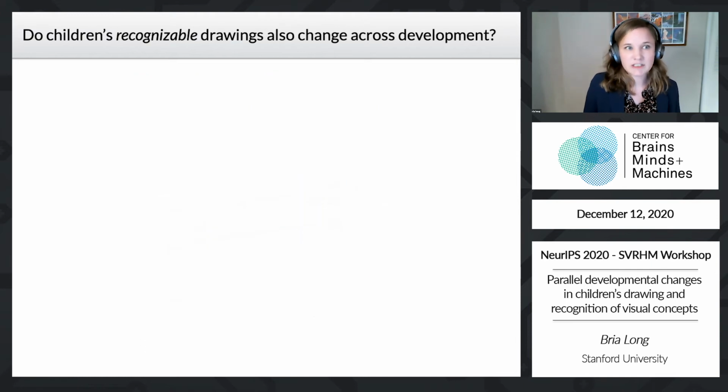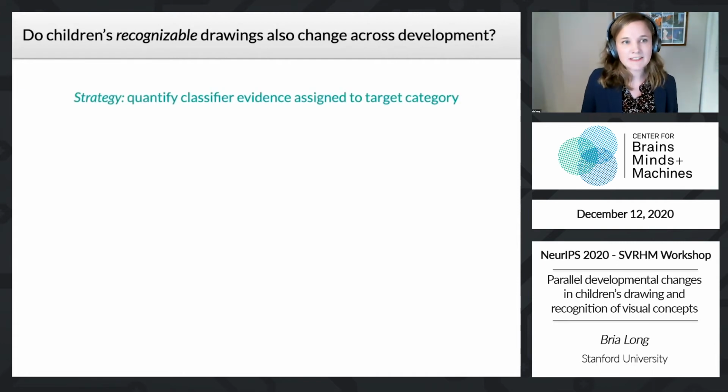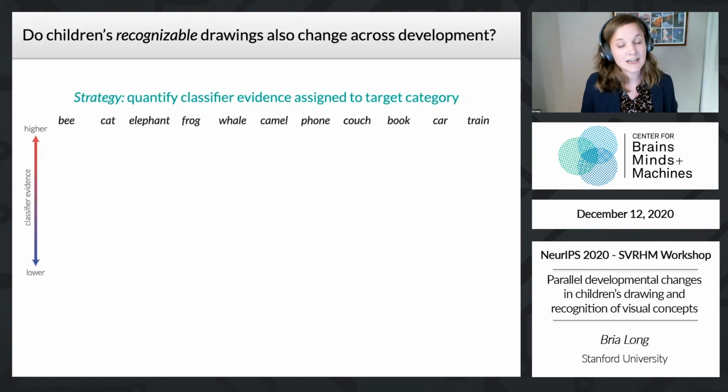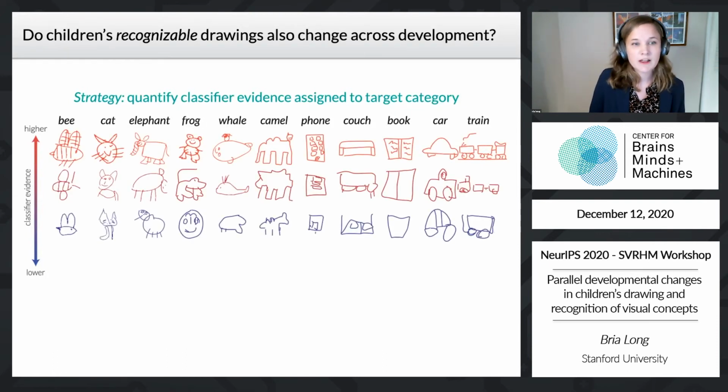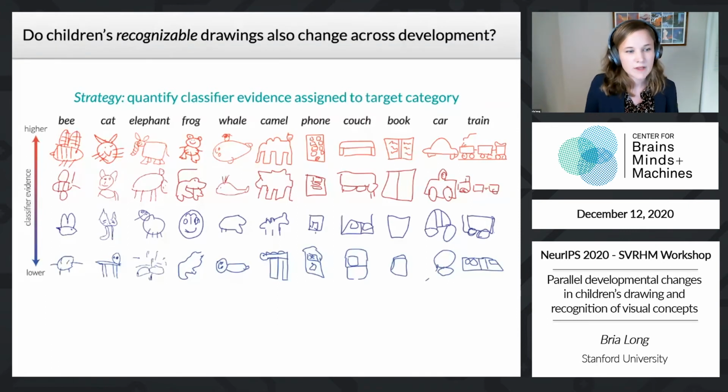Another way of looking at changes across development is to ask how children's recognizable drawings change across development. That is, some drawings can be more or less recognizable as cars or cats. To analyze this, we're going to quantify the classifier evidence assigned to the target category. And to give you a sense of what this is like, here I'm going to show drawings organized by the degree to which they had higher classifier evidence assigned to the target categories. These red drawings have highest classifier evidence, and as we go down, bluer and bluer, these have the lowest classifier evidence assigned to them. So now our question is, among drawings recognized by the model, do those made by older children have higher classifier evidence? Are they on average these redder drawings?